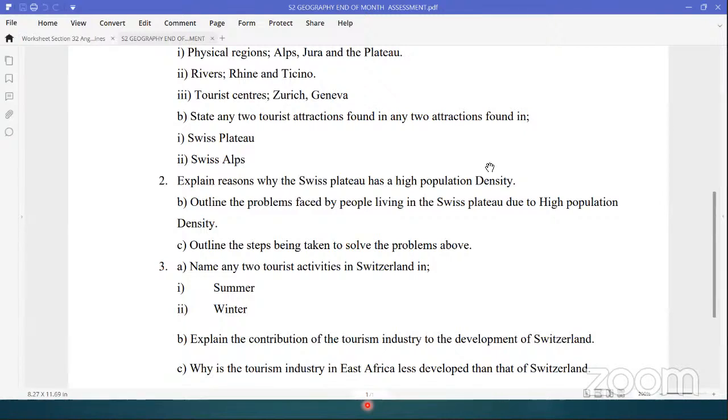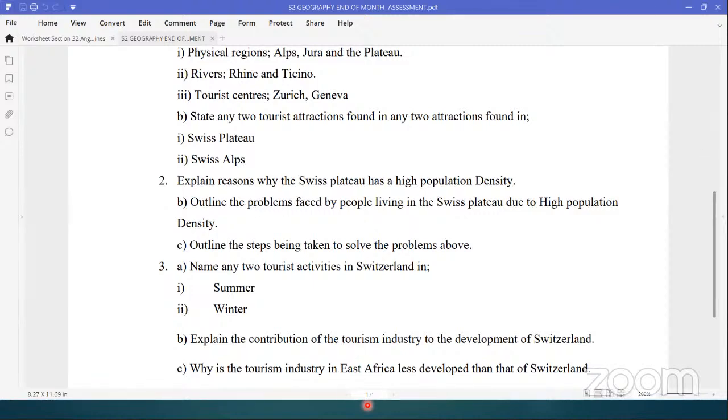Then we have Irene, another Irene now. By instructing workers to construct good road infrastructures. Thank you. By improving the road network, that will help connect people to industrial centers and even help them to transport their goods to market centers. Thank you.